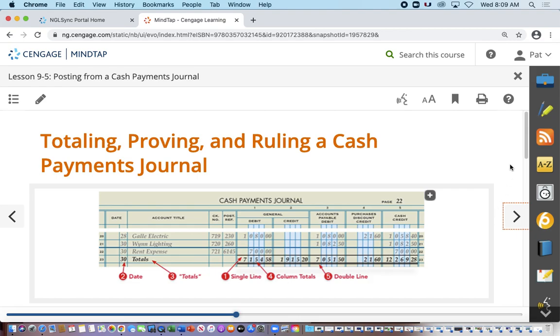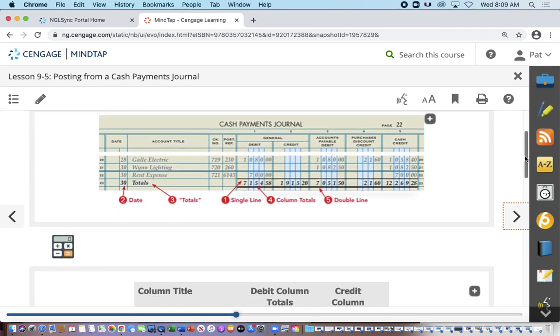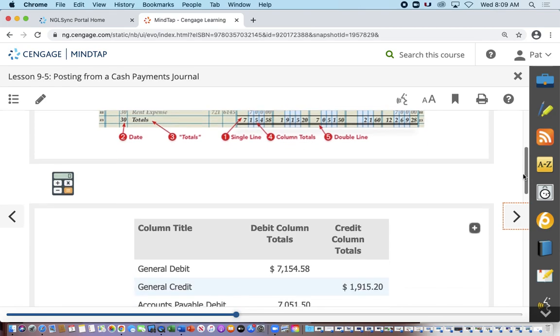Now we got to do the totals. All right. So we have totals for all 5 columns. Okay, they make a big deal, like always, about single ruling, double ruling when debits equal credits. That's another check. Your debit accounts should equal the credit accounts. That's just another way of doing it.